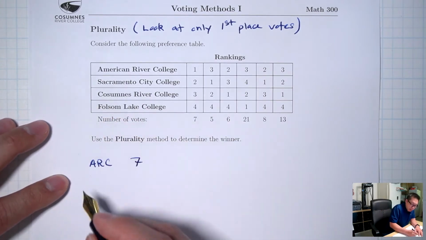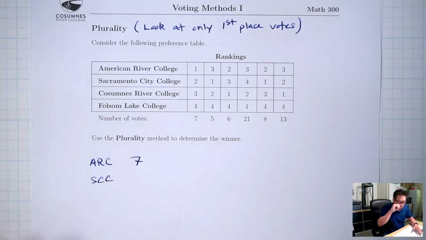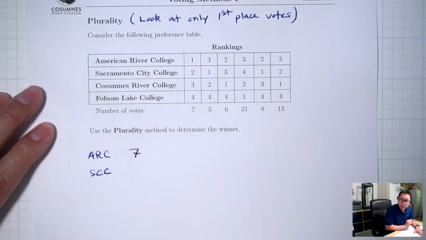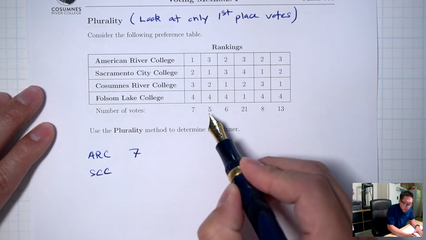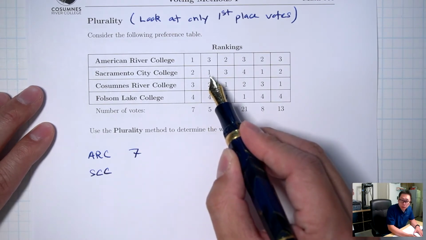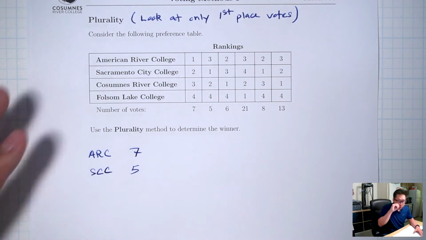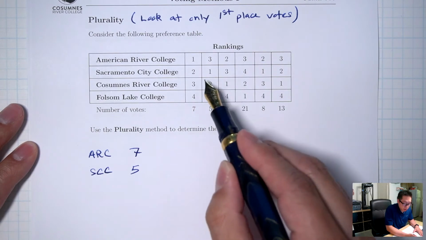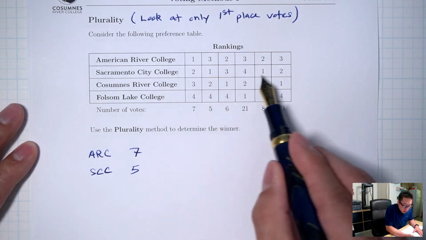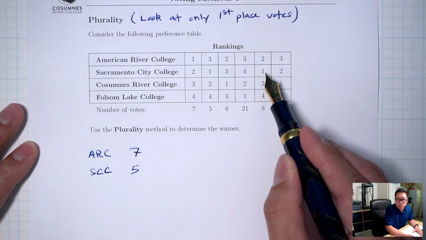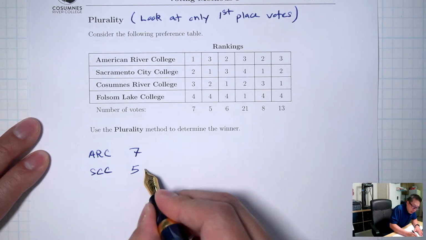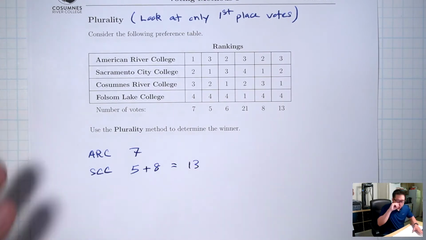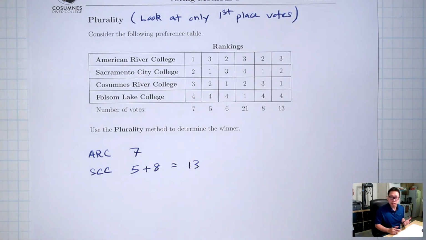Next up, Sac City. How many people voted Sac City first place? Look for the 1 in the Sac City row. I see a 1 right here. These 5 people voted Sac City first. But you have to be careful, there may be other 1s in that row. Not only did these 5 people vote Sac City first, but if you look, these 8 people also voted Sac City first. So Sac City is 5 plus 8, which is 13. There are 13 people who voted Sac City first place.